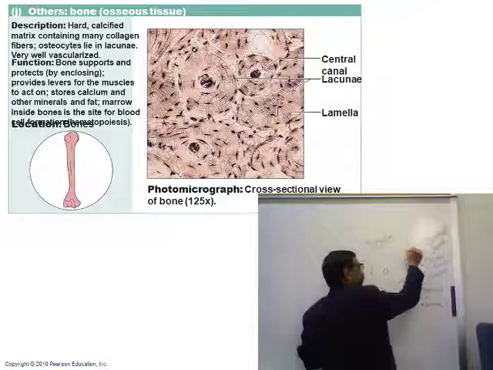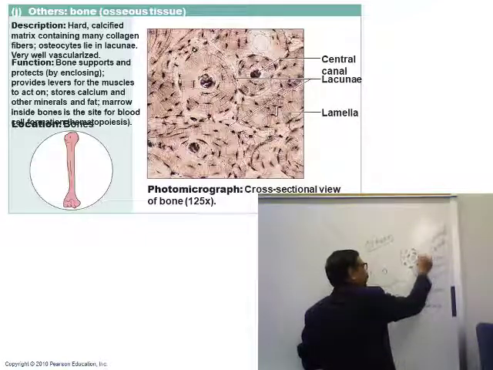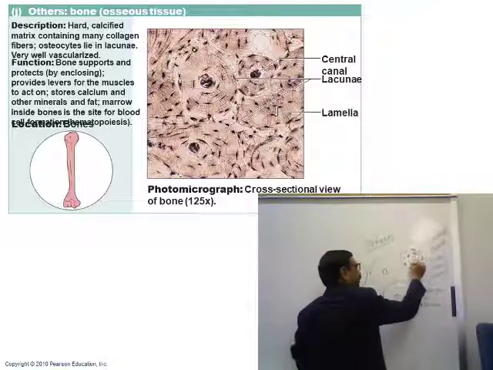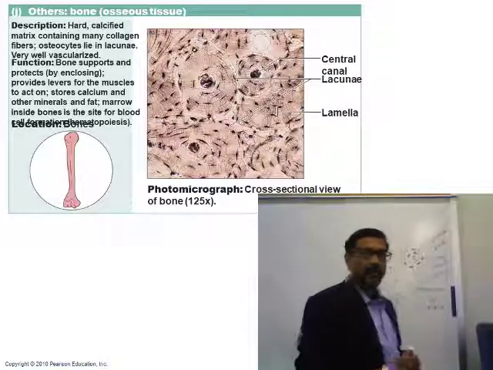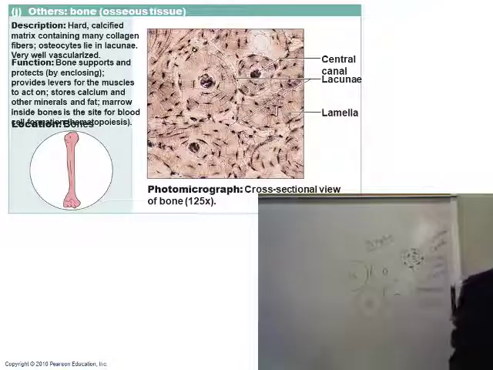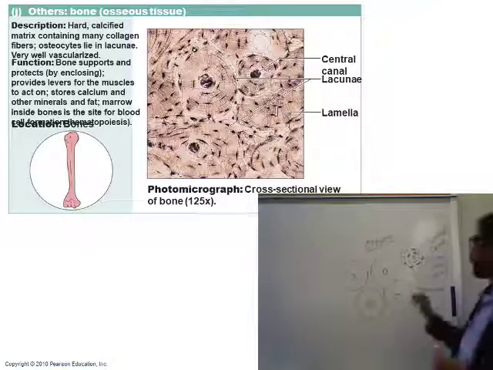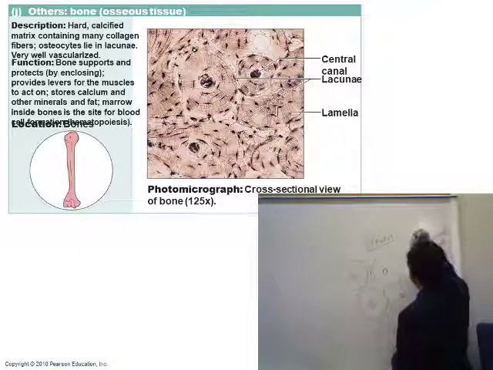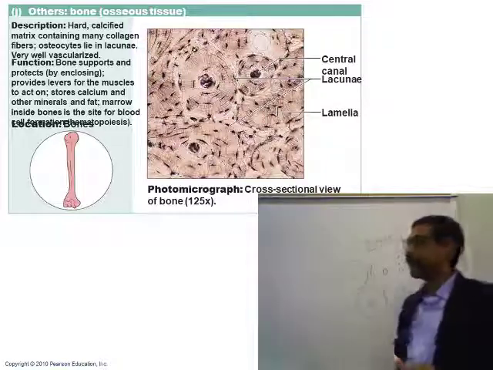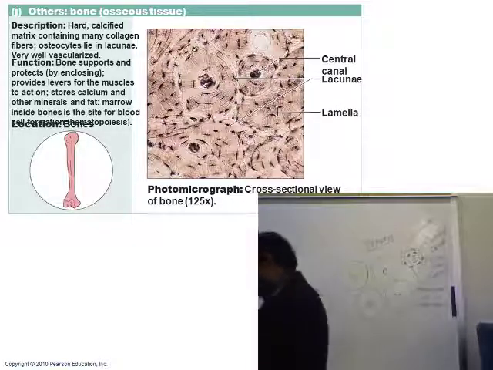In between the lacunae, you have hard matrix of bone. You know, connective tissue has cells and matrix, right? So, in between lacunae, the hard matrix of bone is present, and that hard matrix of bone is called lamella. Okay, lamella.